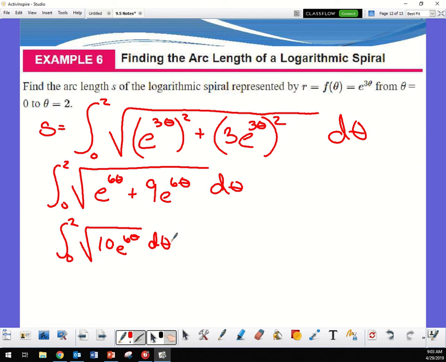Okay, so I could break that up. The square root of 10 times e to the 3 theta. So it gives me the integration of e to the 3 theta times the square root of 10 d theta. And now what am I going to do? Square root of 10 up front.